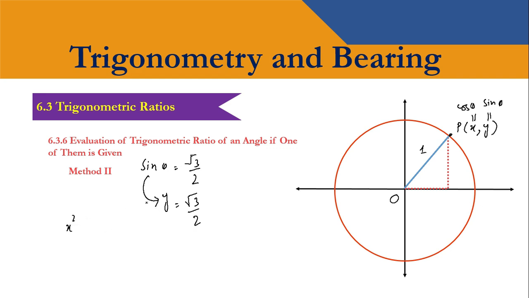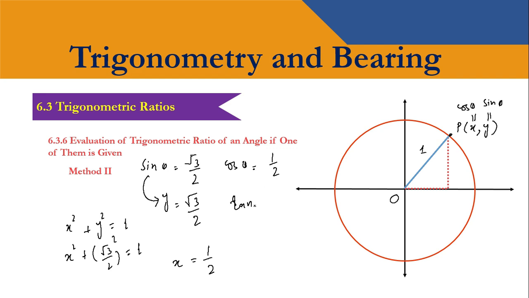So by putting the value of this y into the unit circle equation, we will get the value of x. So x square plus y square, which is root 3 divided by 2 square, is equal to 1. By solving this equation, you will get the value of x, which is equal to 1 over 2. So you have the value of y and you have the value of x. So you know that cos theta is equal to 1 over 2.